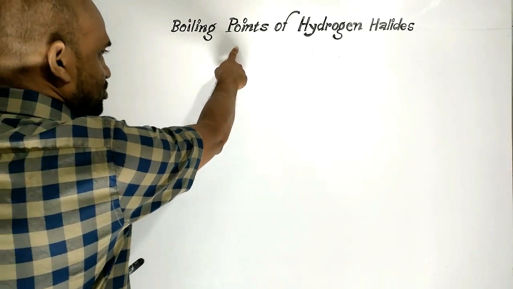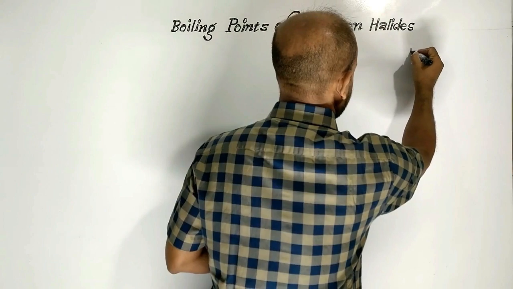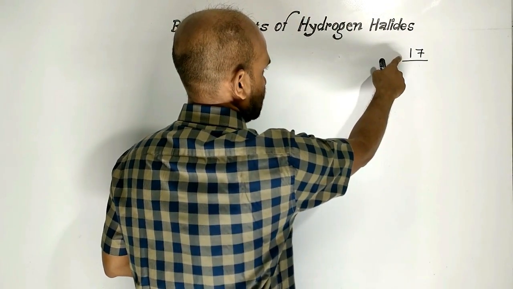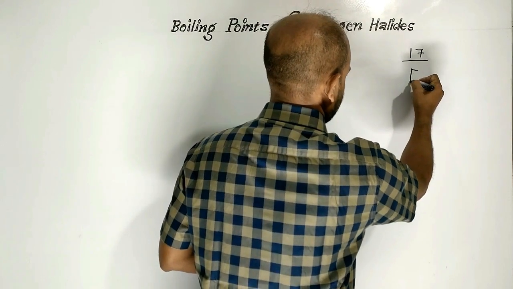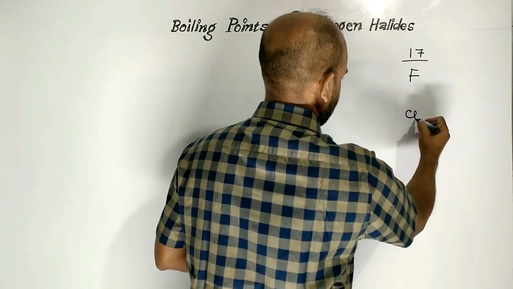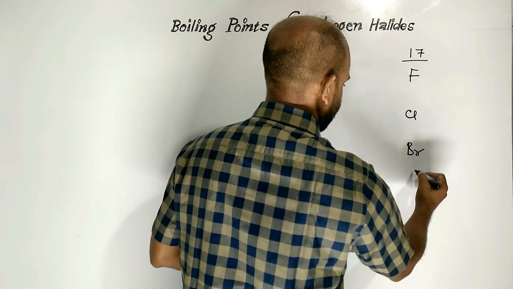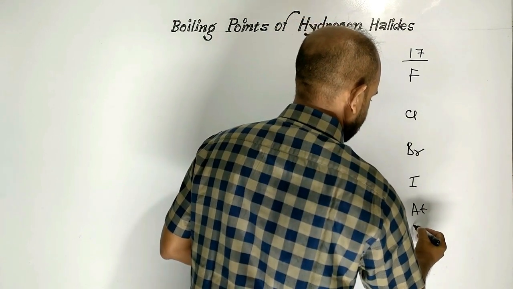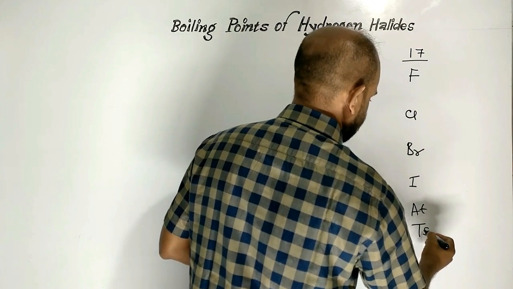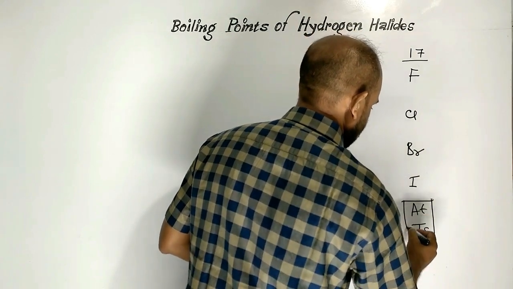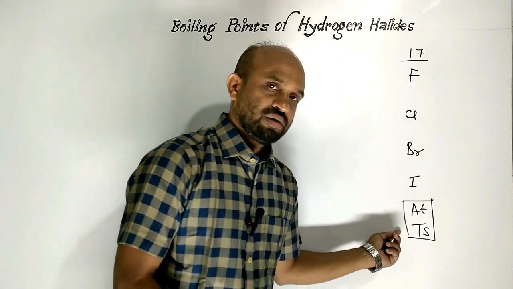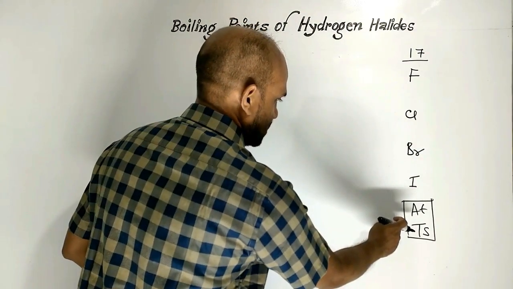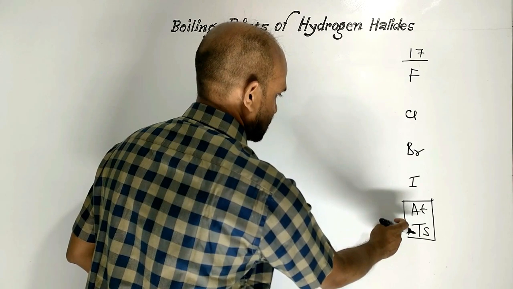Boiling points of hydrogen halides. We know that halogens belong to column 17 in the periodic table: fluorine, chlorine, bromine, iodine, astatine, and tennessine. Astatine and tennessine are radioactive elements. That is why these two elements are kept out of consideration.